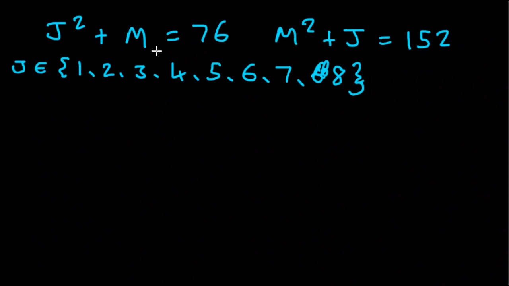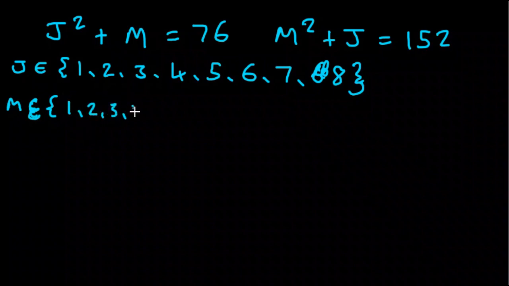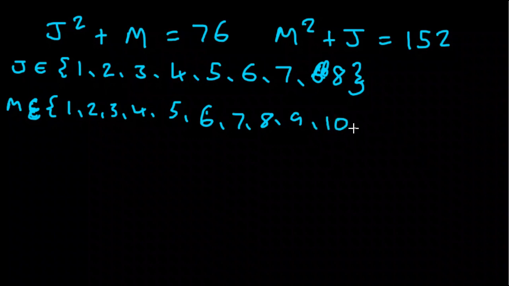We're going to find a bound for M as well. So M is in the set, also 1, 2, 3, 4, 5, 6, 7, 8, 9, that goes up to 81. 10 squared is 100. 11 squared is 121. 12 squared is 144. So I should write 12, not 144. And 13 squared is 169, so M can't be that.